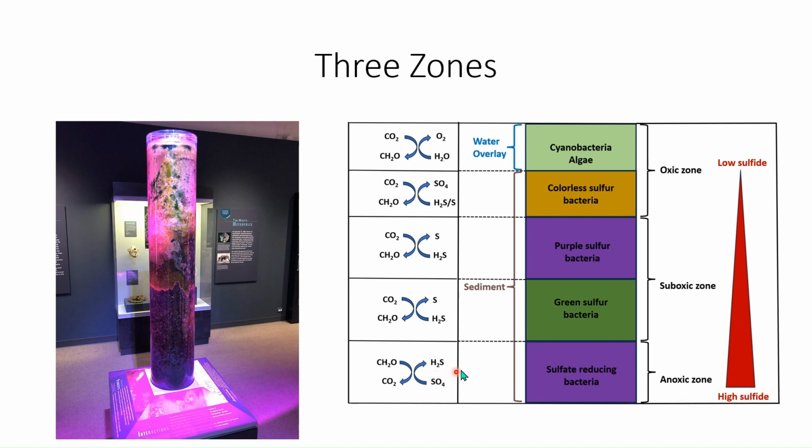Our sulfide is going to be in the highest concentration down here at the bottom, where we have these sulfate reducing bacteria. They reduce sulfate. Here's sulfate, and it's being reduced into sulfide. But as we go up the chain here, that sulfide is going to be consumed and all but gone by the time we reach the surface in this oxic zone.